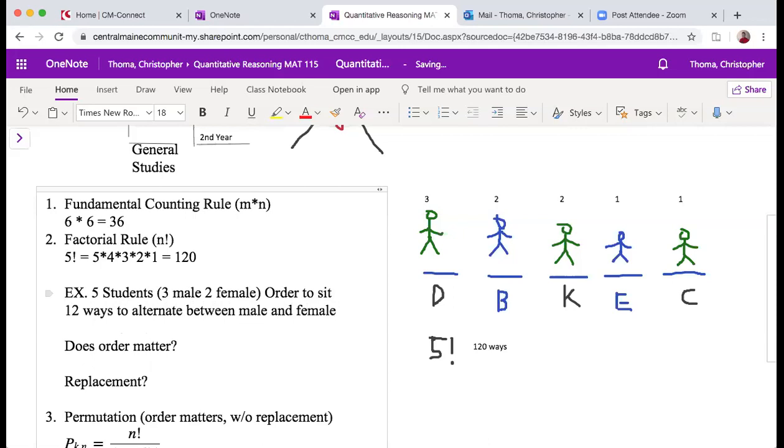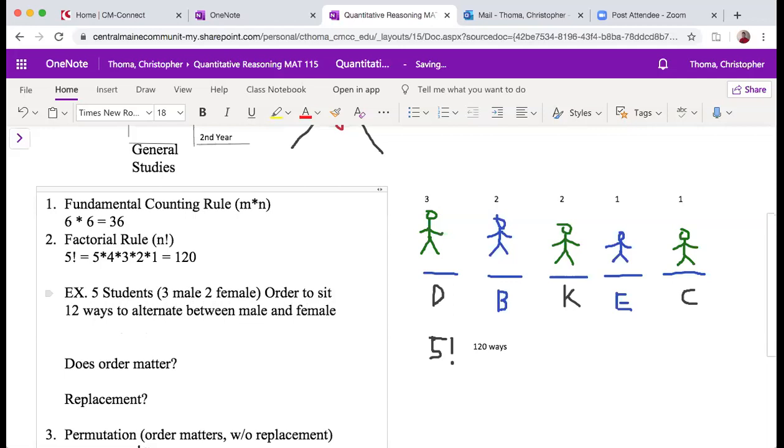You don't have to go down. You can, because we could do this. It's a combination of factorial and a counter rule. So it is 3 factorial times 2 factorial. Because we have a 3, we have a 2 and a 1, and we have a 2 and a 1.